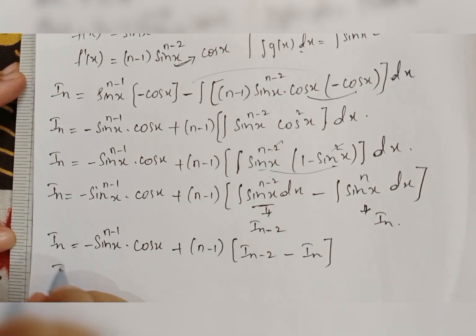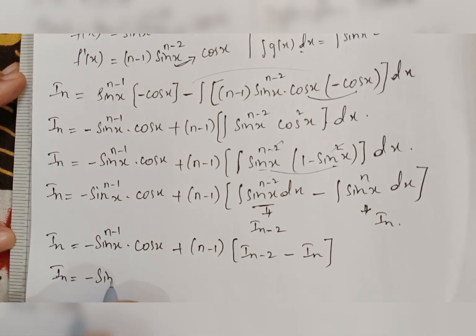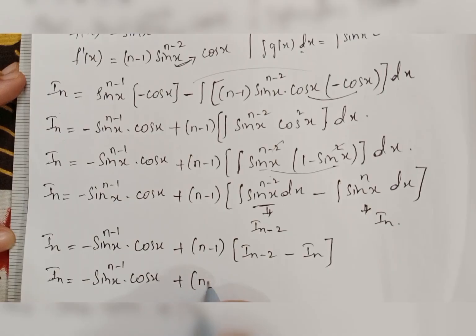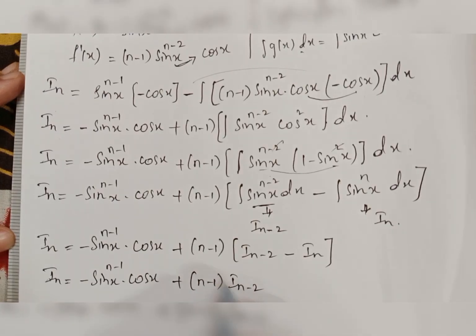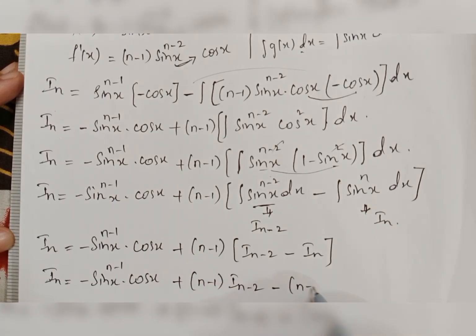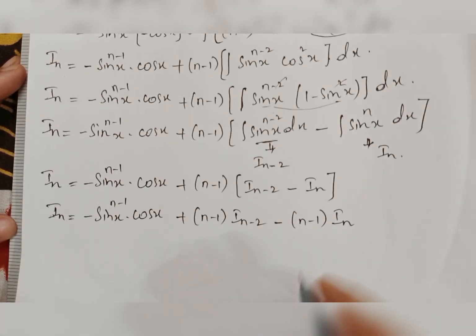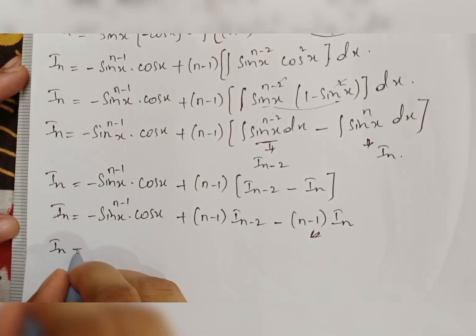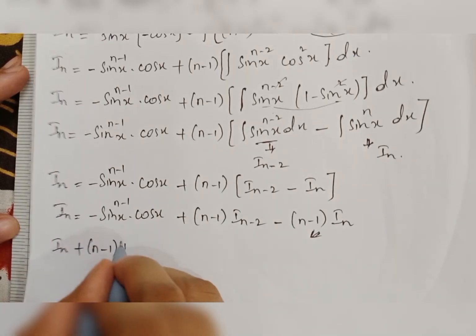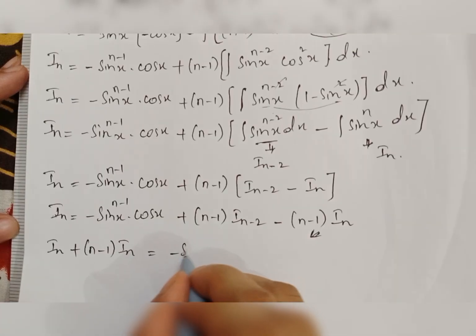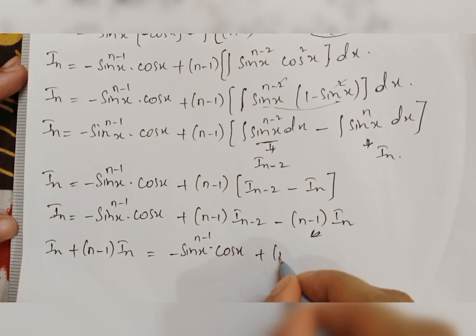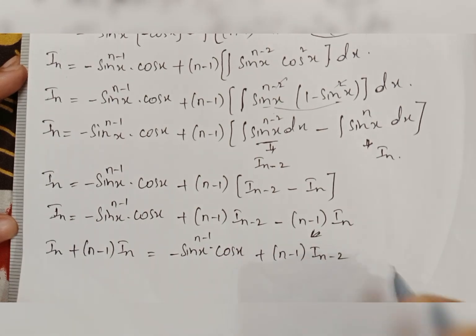Multiplying this term inside, we'll get In = -sin x^(n-1) cos x + (n-1) I(n-2) - (n-1) In. Now transposing the In term to that side, we'll get In + (n-1) In = -sin x^(n-1) cos x + (n-1) I(n-2).